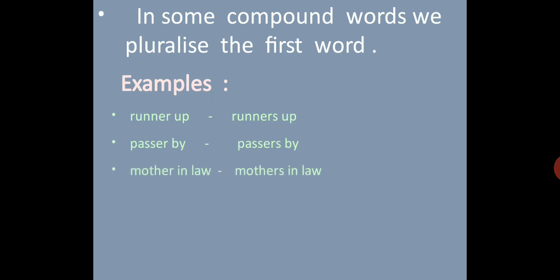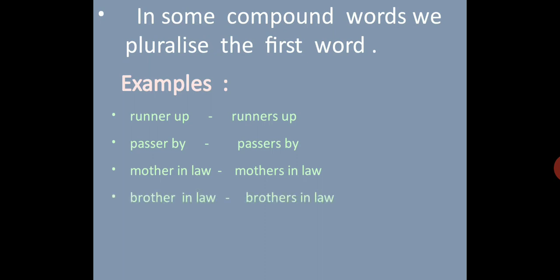Then mother-in-law. Here three words together, mother, in and law. Okay. Now what can we do? Same way, we pick out the first word. What is the first word? Mother. So we make the plural form of mother. What is the plural form of mother? Mothers. So we write mothers and in and law remain the same. So it will be mothers-in-law.